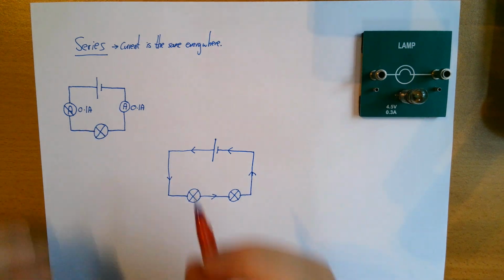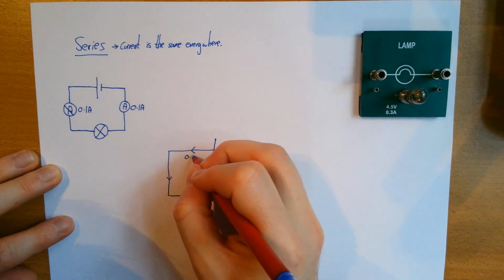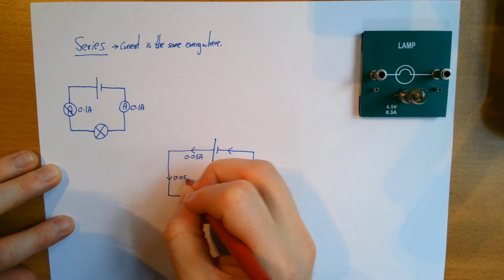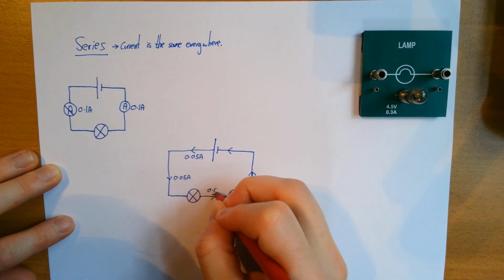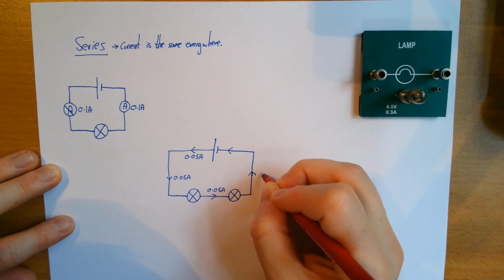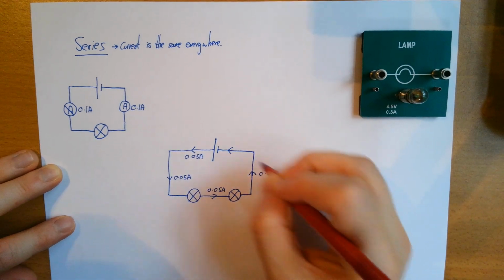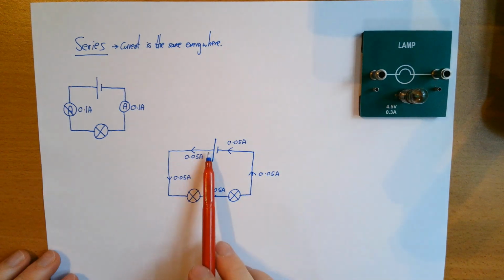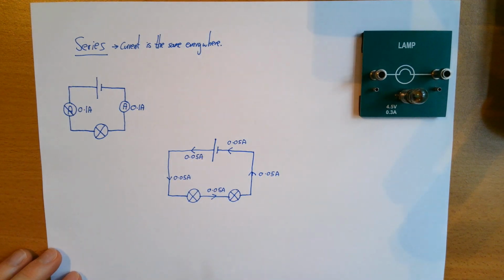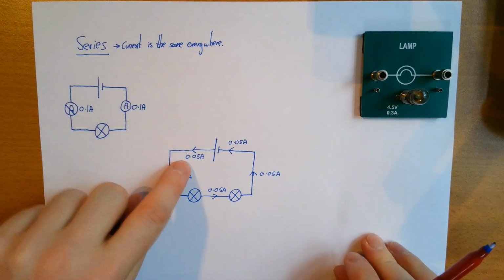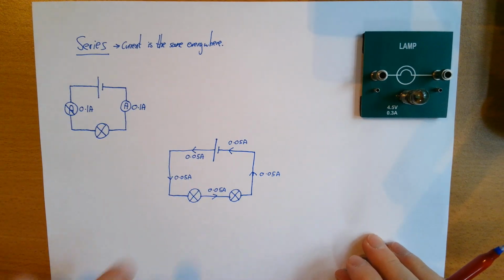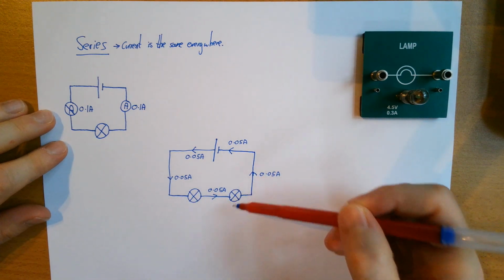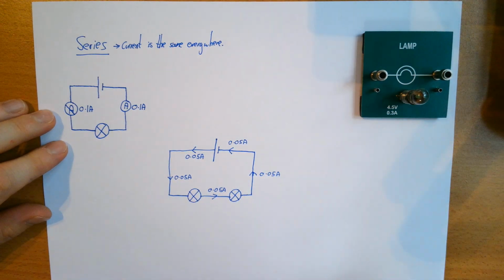So we had 0.1 here, we will have 0.05 here, and we'll have it here, and here, because current is the same everywhere in a series circuit. In different circuits it will change, but within the circuit it's all the same. And remember, twice the number of bulbs means twice the resistance, so half the current.